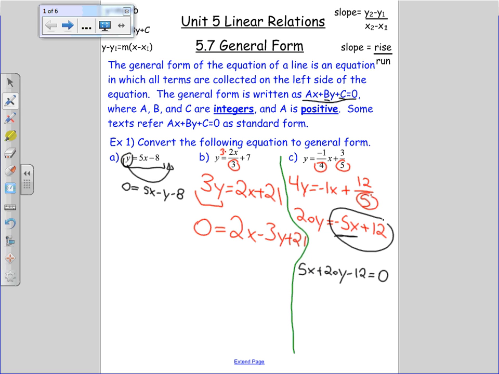Any question on that? That's as hard as changing from slope to general will ever get. Kayla. Yep, the constant can be a negative sign. The only one that can't be negative is the A.